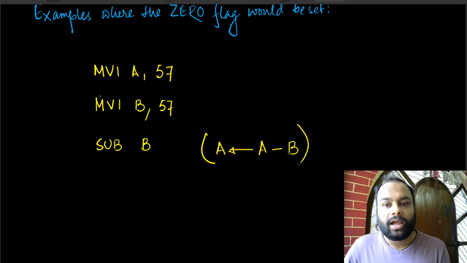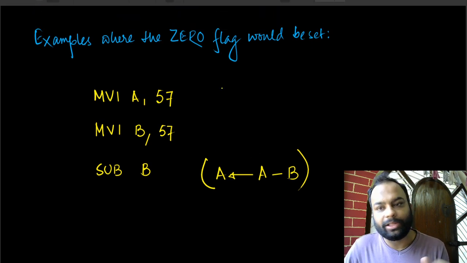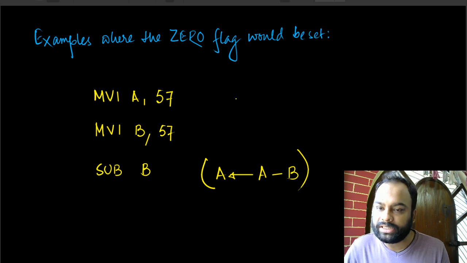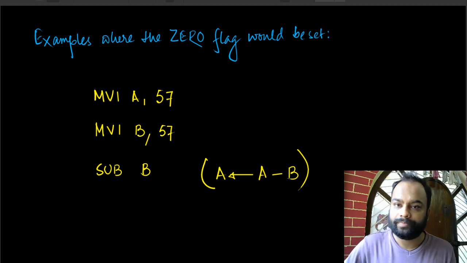Now, of course, since both the numbers are identical here, what would happen? The result would be a 0. So in the accumulator I would have a 0, right? And whenever something like that happens, the zero flag is set. So this example would set the zero flag.